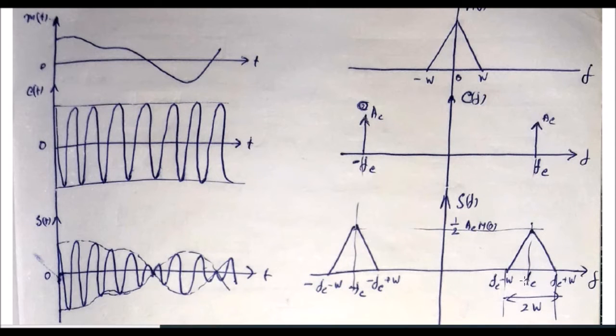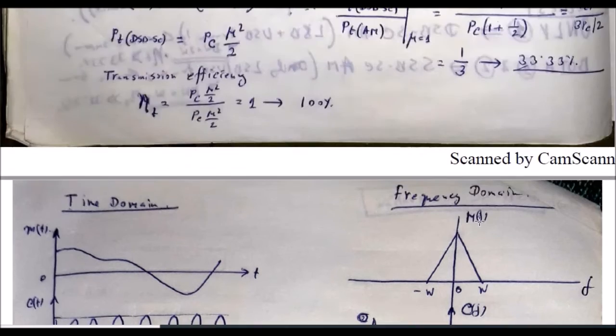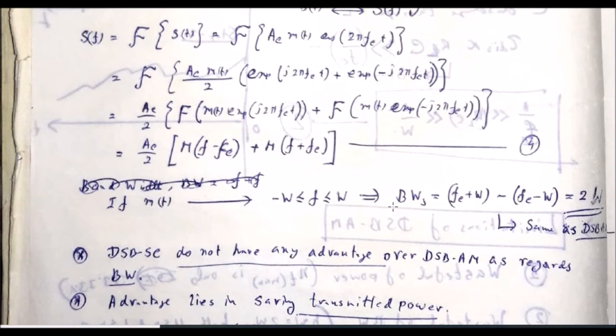Now what will be the bandwidth of the modulated signal? Bandwidth will be the highest frequency component minus the lowest frequency component, that means fc plus W minus fc minus W. That will give you 2W. That means in terms of bandwidth, there is no improvement with respect to ordinary amplitude modulation. But in terms of power, there will be a huge improvement, which I will discuss. So in terms of bandwidth, it is the same as DSB AM.